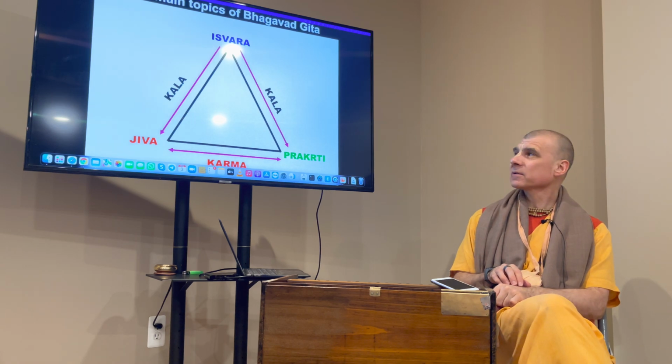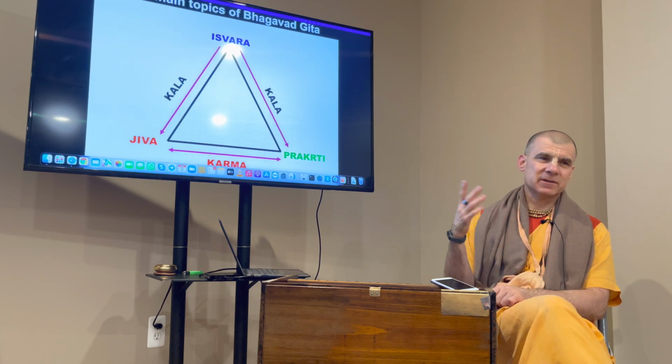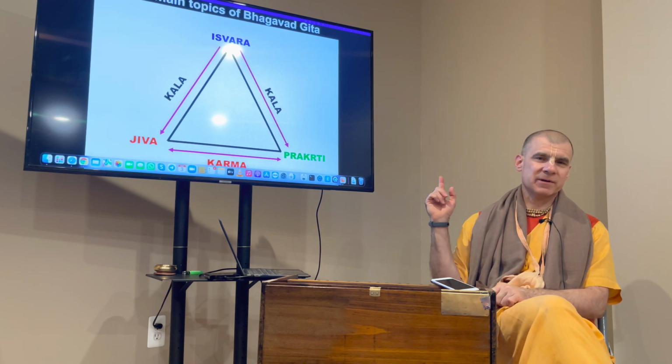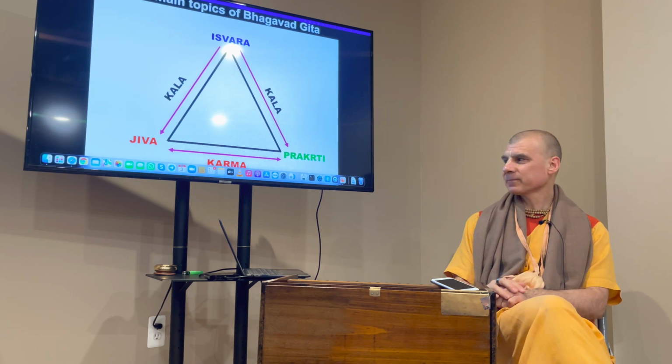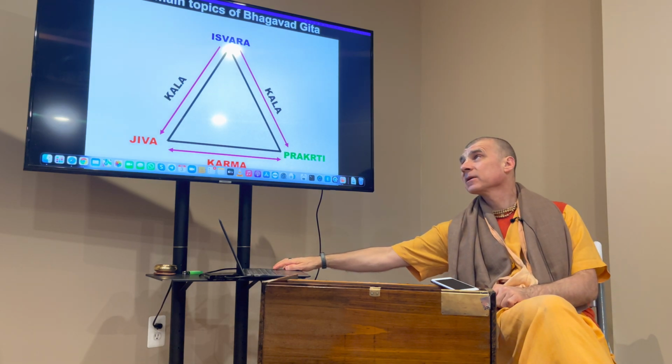Ishvara, the Supreme Lord, is on the top of everything and everyone, and through the medium of time, Kala, he is influencing both jivas, living entities, and prakriti, nature. And jiva and prakriti are connected through karma. So this is how the 5 topics are connected to each other.